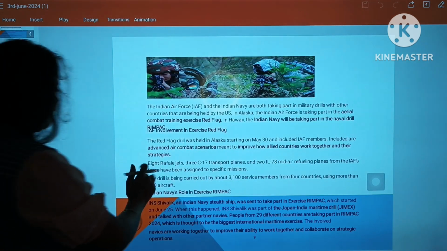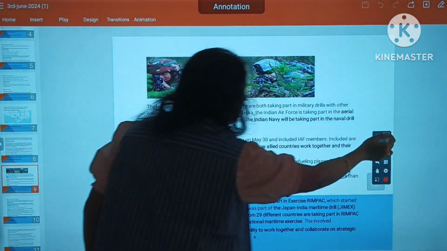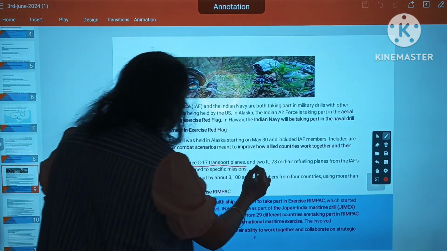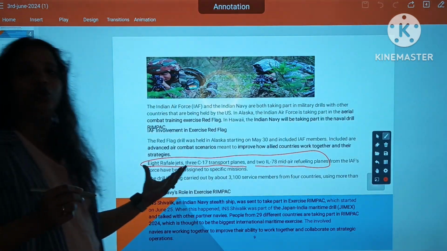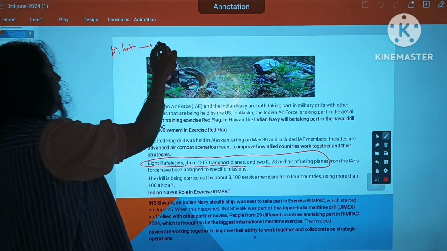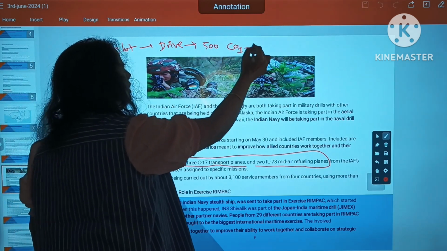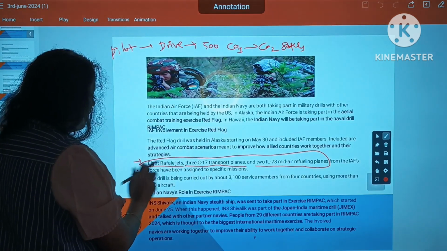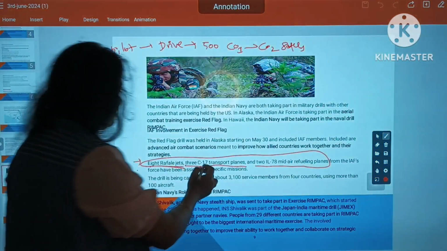You can see here 8 Rafale jets, 3 C-17 transport planes and 2 IL-78 mid-air refueling planes. All these are used in this exercise, meaning how to use them. Like a pilot gets training first so that he can fly the plane safely and carry 500 people from one country to another safely. In the same way, army people should be given training on Rafale jets, how to use them, and when to use them. When it is a real emergency, they have to use them.